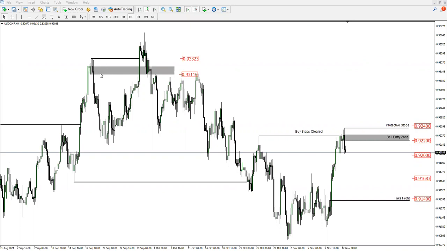Hello guys, welcome to this week's analysis. So currently I've got USD Swiss franc on display. There are a couple of things that I would like us to take note of before we start looking for areas where we'd like to get in and out of the market.